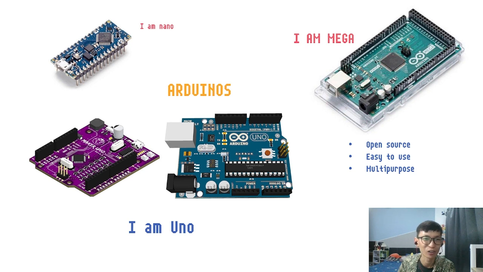One of them being Nano, which is the tiny one, and Mega, which is the big one. And then you have the Unos, which are like the standard ones. The one that I use would be the purple one, or the Maker Uno, which is locally produced, so it's cheaper for me.